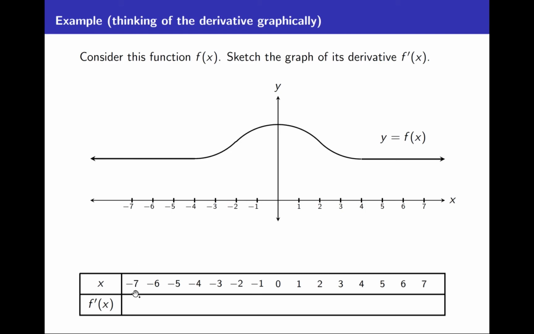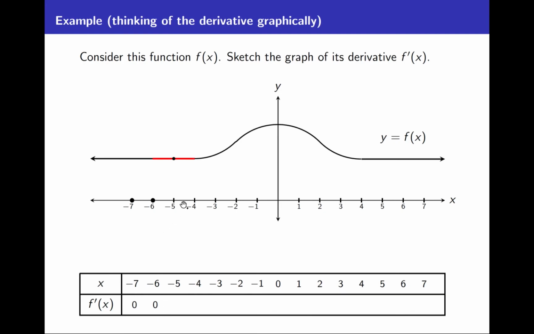Let's start with -7. So at x equals -7, we want to know what is f prime of -7? Well, that would be the slope of the tangent line at x equals -7, and the slope is clearly 0. So f prime of -7 is 0. And we're going to go ahead and plot that point -7, 0 right there. So that's on the graph of f prime. Moving on to x equals -6. Slope there is 0. So f prime of -6 is 0. And we'll plot that point -6, 0.